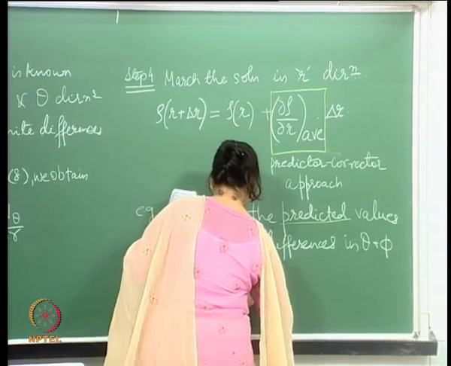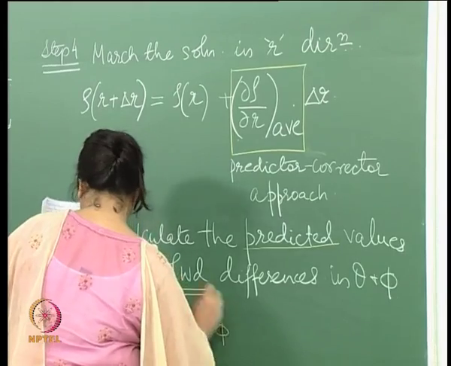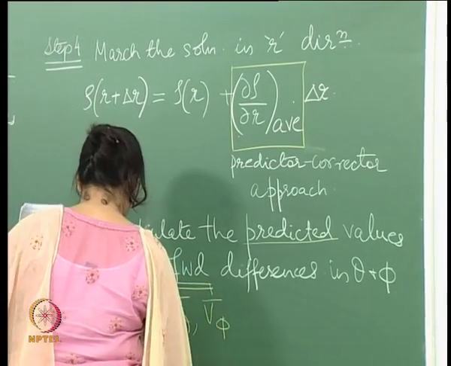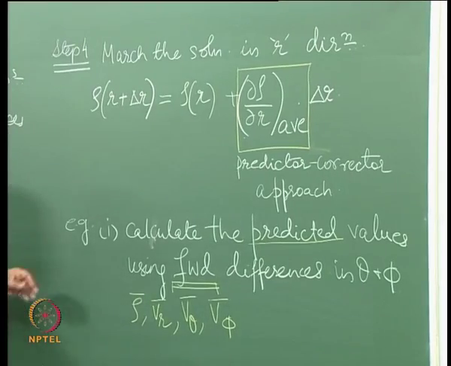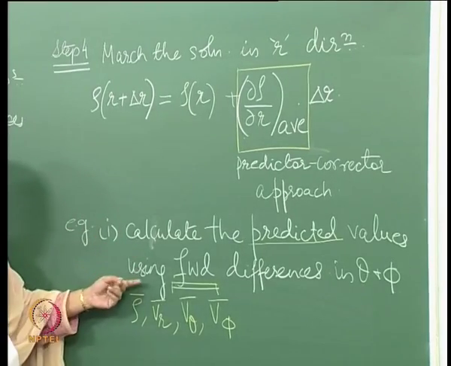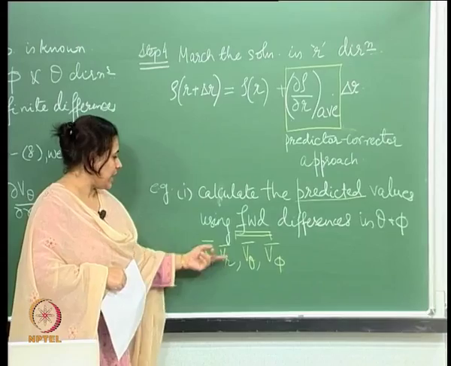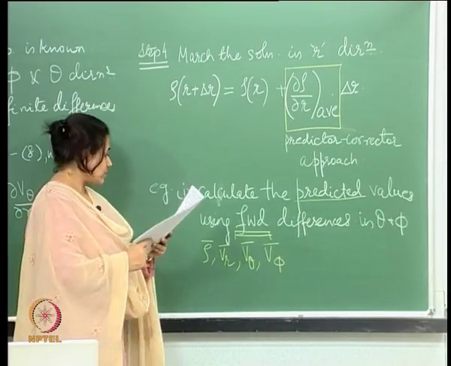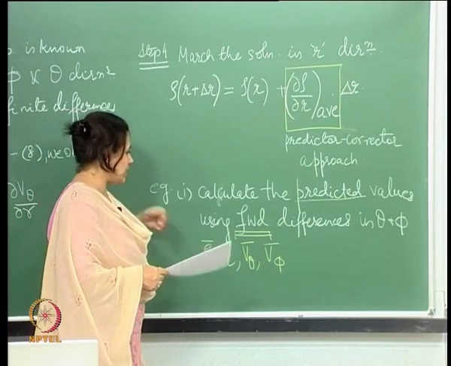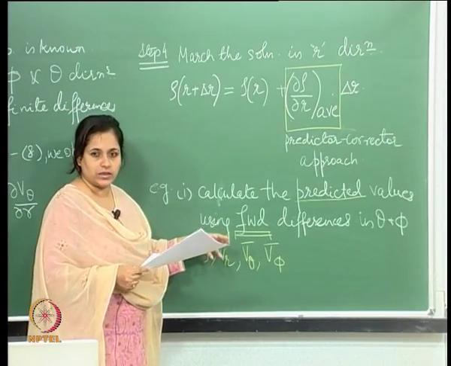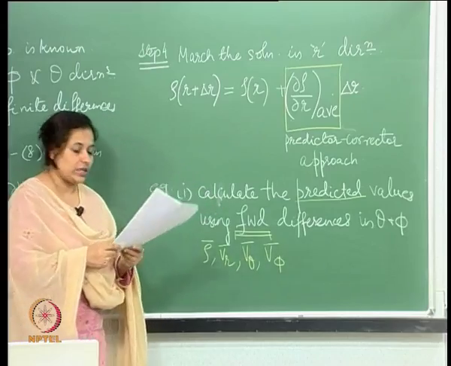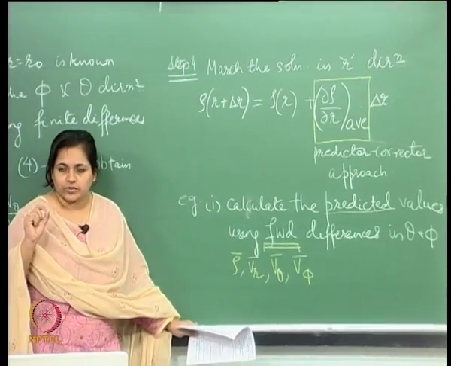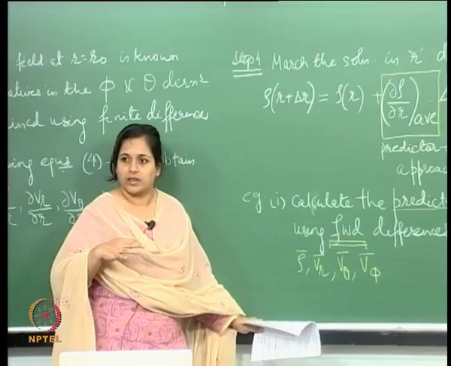We calculate the predicted values using the forward difference in theta and phi, and we call this as this. And again, using these differences, we calculate the corrected values. We use backward differences in theta and phi.